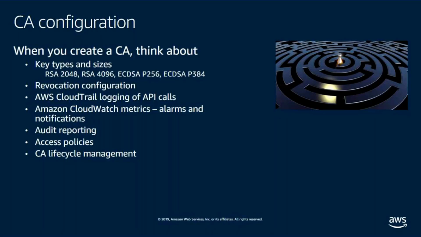Next, we want to think about the revocation configuration. Ram didn't show configuring a CRL, but ACM Private CA does support generating CRLs on an ongoing basis and sends them directly to your S3 bucket. You want to make sure that that S3 bucket is reachable from the clients that are going to be checking revocation.